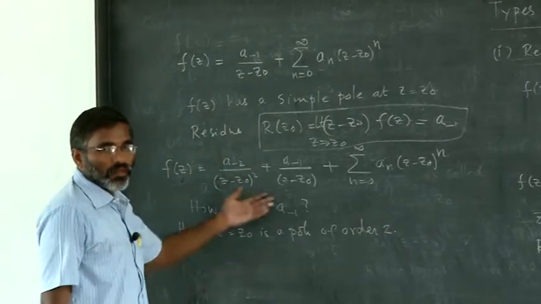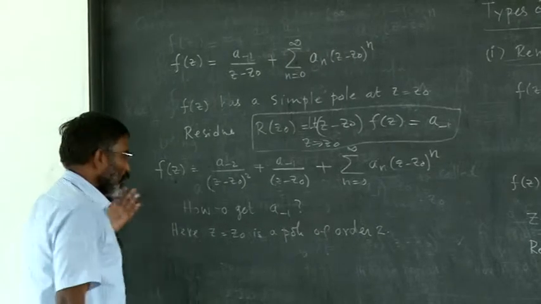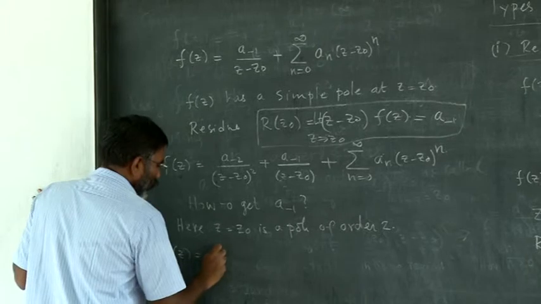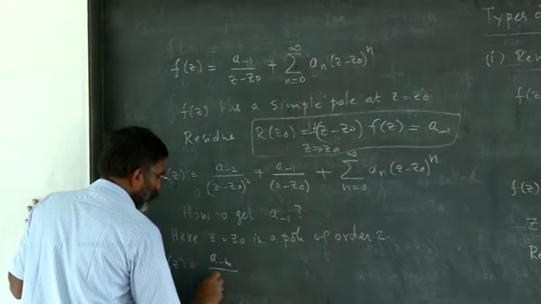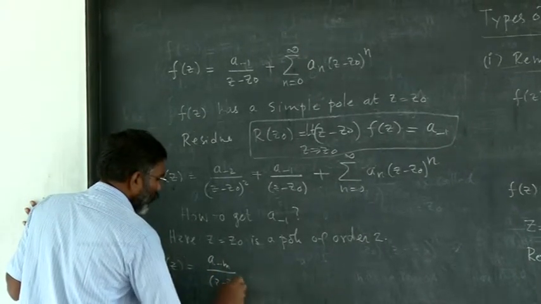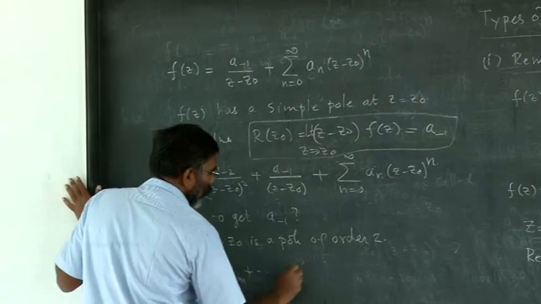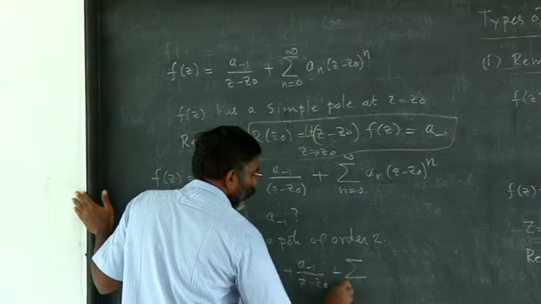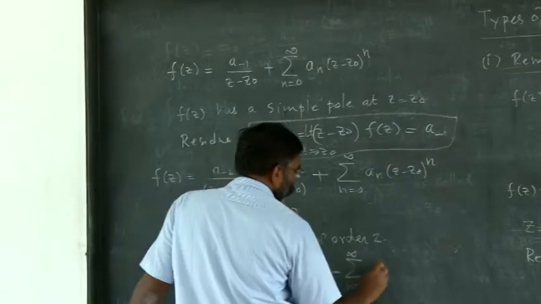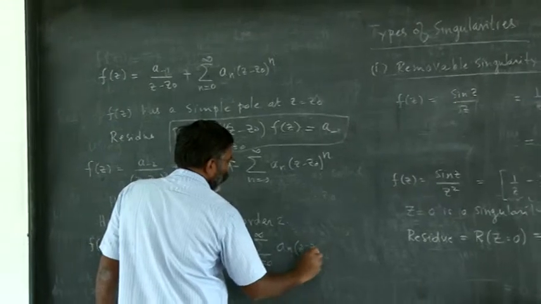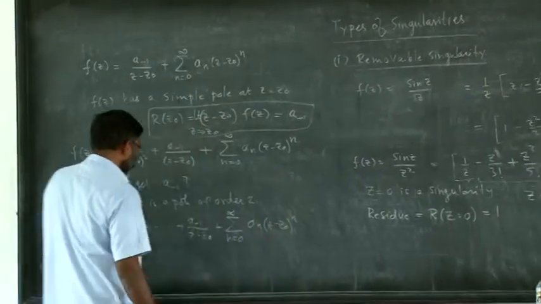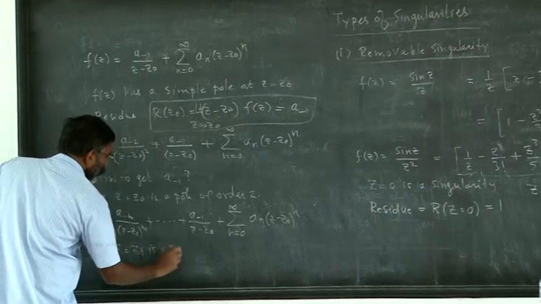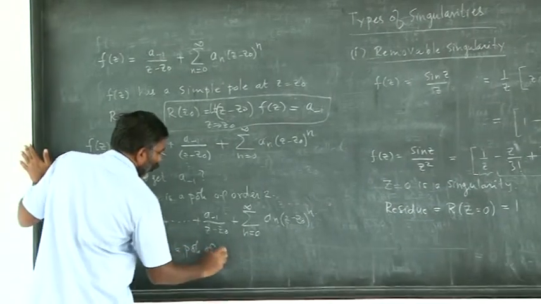So in general, we can have a pole of order m. If you write f of z is equal to a minus m divided by (z minus z naught) to the power m, plus etc., a minus 1 divided by z minus z naught, plus the sum over n equal to 0 to infinity of a n into (z minus z naught) to the power n, then we say that z equal to z naught is a pole of order m.